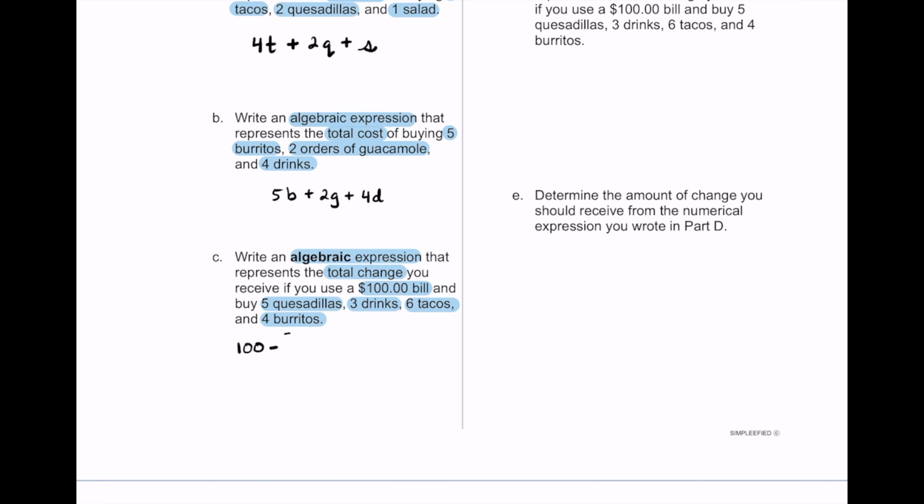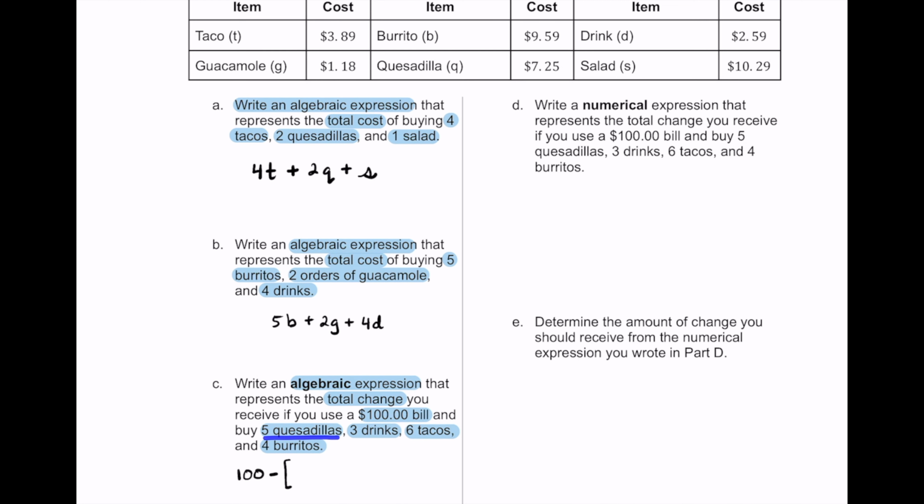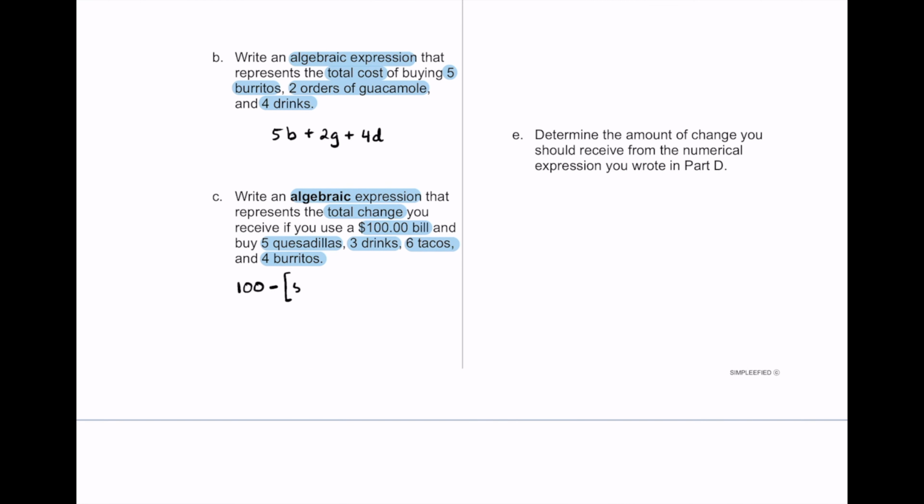And let's see, let's go ahead and add up a bunch of stuff here. So we are buying 5 quesadillas, so let's see what that's going to be. For quesadillas, looks like that's going to be Q, so it's going to be 5Q. What else are we buying here? We're buying 3 drinks, I believe that was D, so it's going to be 3 times D, plus 6 tacos, would be 6T, and the burritos should be 4B. Okay, so this right here would be adding up all the cost of all the food together, and we're supposed to be writing an expression that represents the change you get back.